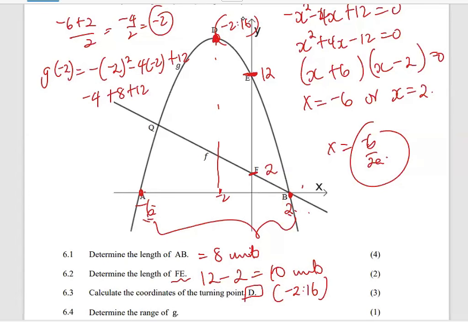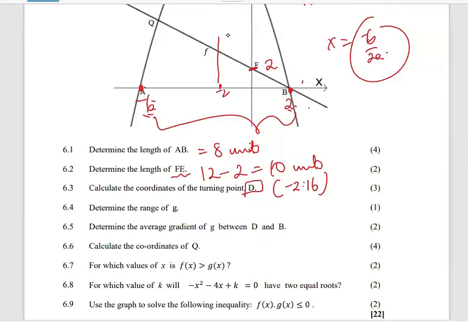Okay, then we move on. They are telling us to find the range of G. So y should be less than or equal to 16. That's how we write the range. Somebody can say negative infinity is less than y, which is less than or equal to 16.